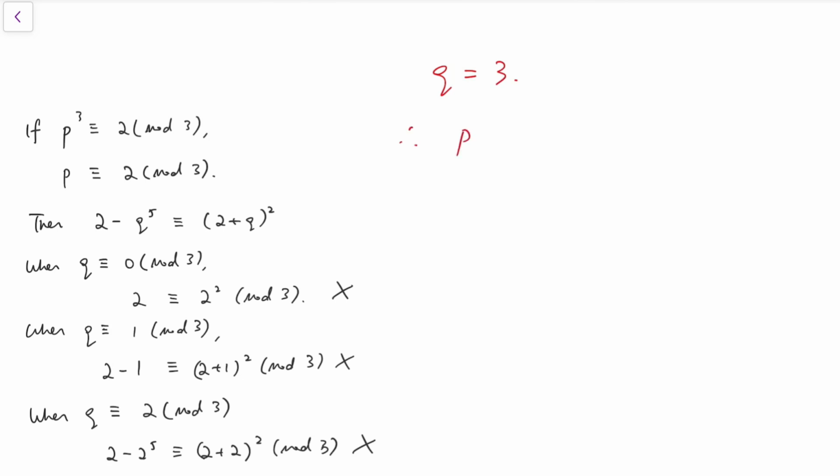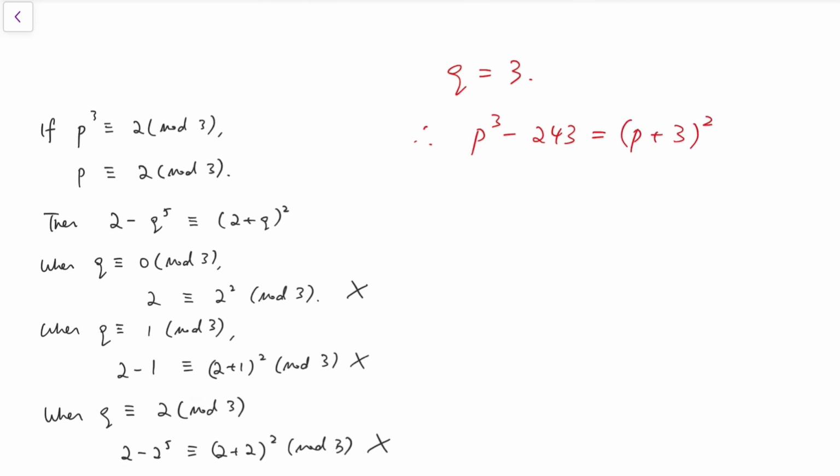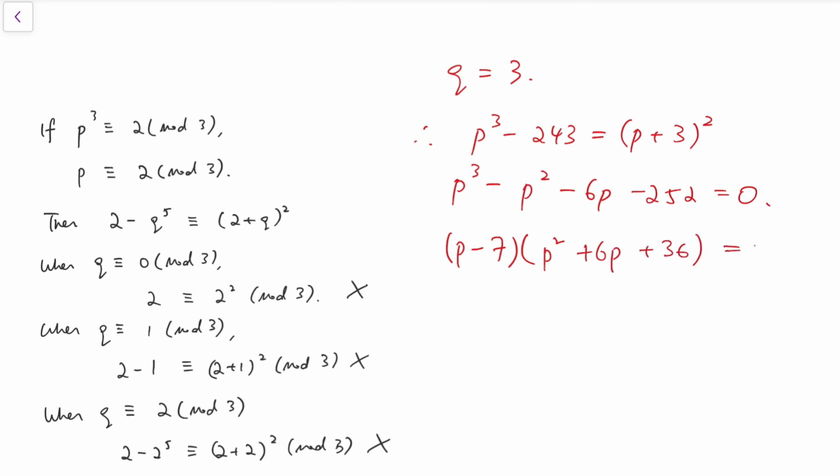So therefore p cubed minus 3 to the power 5, which is 243, is equal to p plus 3 all squared. So we turn to solve for cubic. Now we can test that one by one. The smallest prime that is congruent to 1 mod 3 is 7. So let's see if p equals 7 works. And miraculously, it really works. And from p squared plus 6p plus 36 equals 0, there are no other real solutions. So p must be equal to 7.